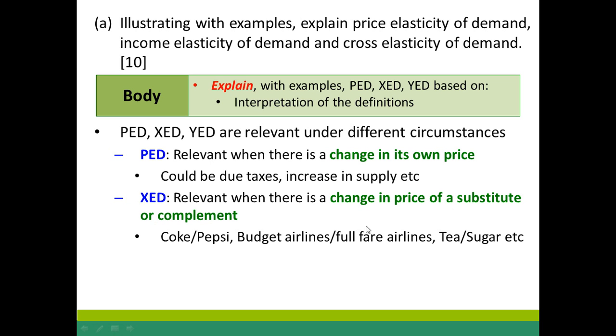Okay, so these are the related goods. This means that in the question, I must clearly see two different goods. Like for example, Coke and Pepsi, budget airlines and full fare airlines. Okay, so these are clearly different types of goods and services. Now, sometimes the goods and services may not be very obvious. You have to be sharp enough to catch it.